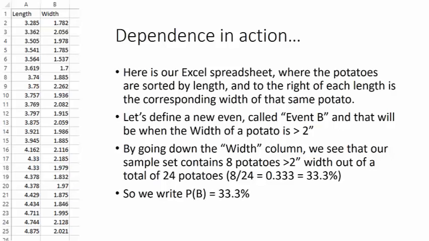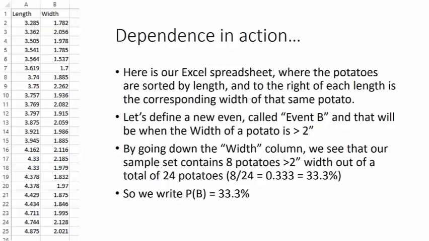So let's define a new event, and we'll call that event B. That will be when the width of the potato is greater than 2 inches. You can see a few potatoes that have a width that is greater than 2 inches. By going down the width column and looking at it closely, we can see that our sample set actually contains 8 potatoes out of those 24 that have a width that is greater than 2 inches. So out of a total of 24 potatoes, 8 divided by 24 is 0.33333333.